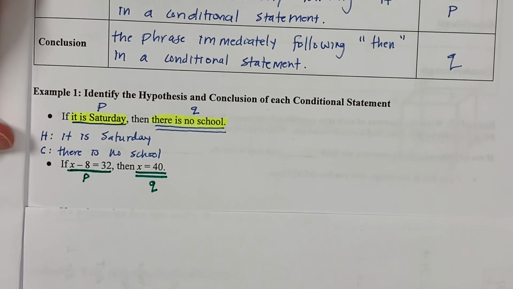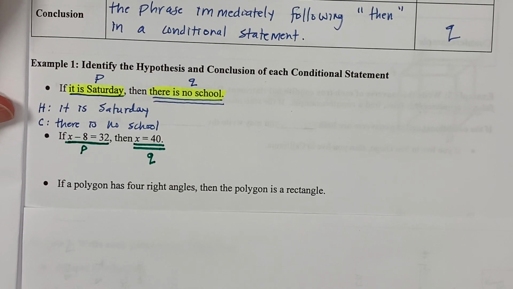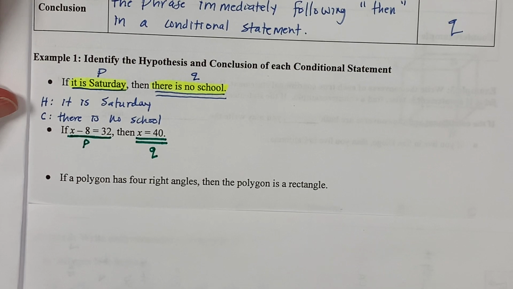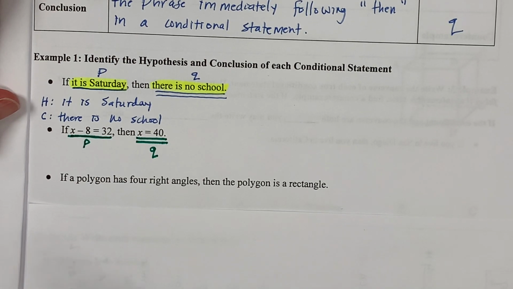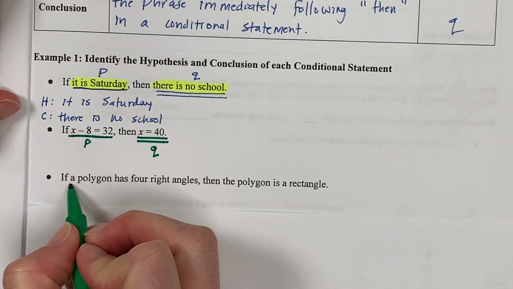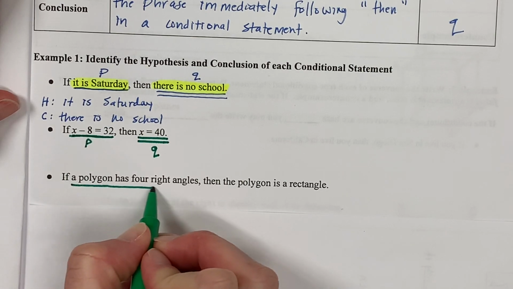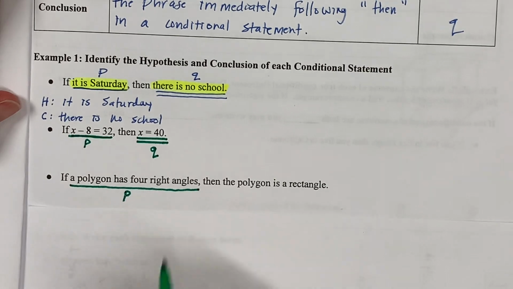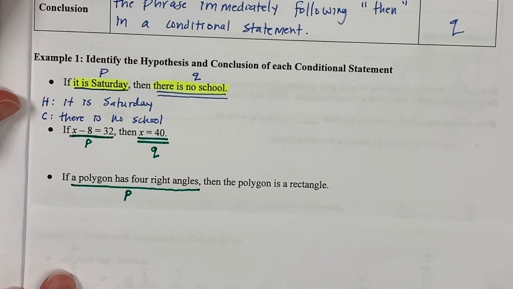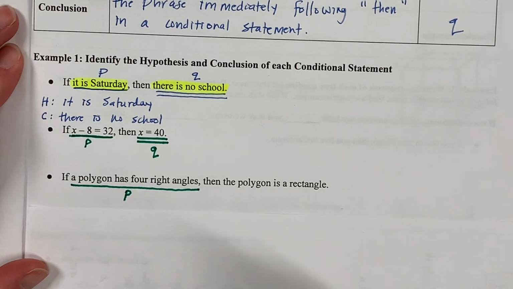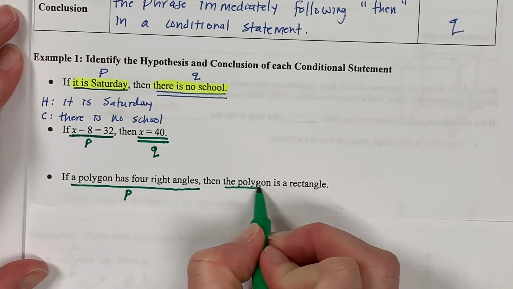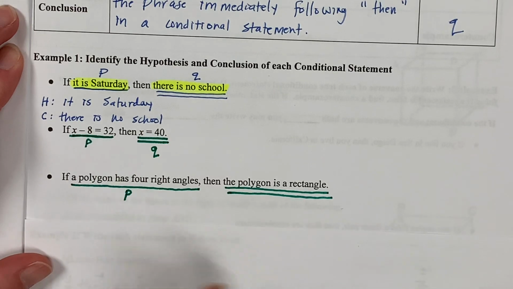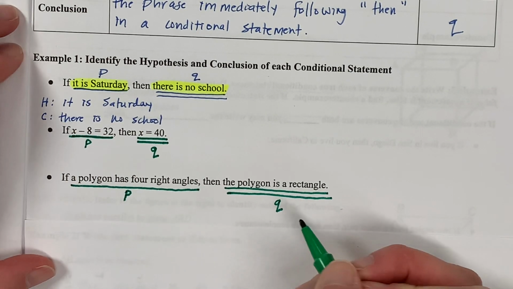And the second problem, if a polygon has 4 right angles, then the polygon is a rectangle. The phrase immediately following if is the hypothesis. A polygon has 4 right angles. Hypothesis is denoted by the letter P. The phrase immediately following then is the conclusion. So the polygon is a rectangle. I'll draw 2 lines. That is my conclusion, Q.